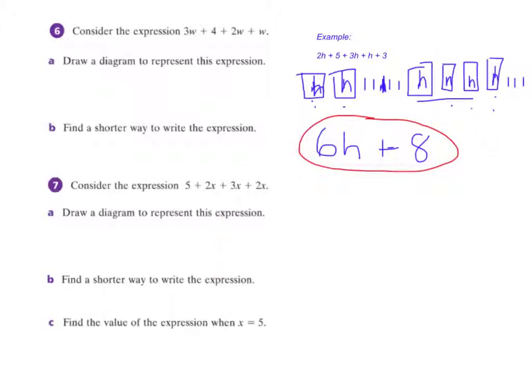Once again, instead of W's and H's, this one's got an X, and at the very end we've got to put in X equals 5. So if I had to do that for this one and I had X equals 5, I'd do my 6 times 5, which would be 30, plus 8 is 38. So that's what it would be with this one.